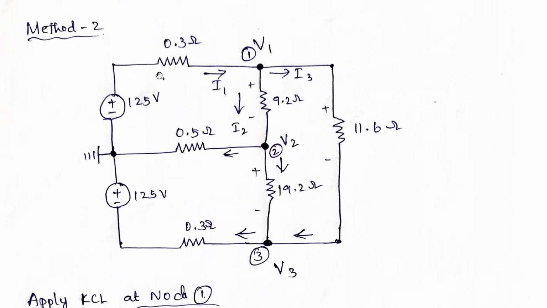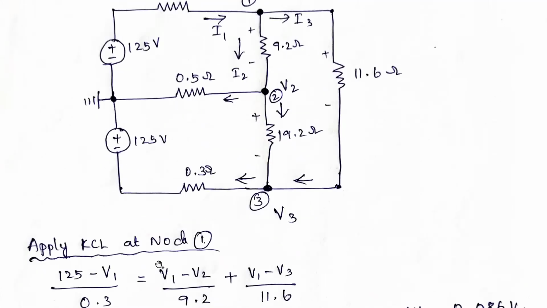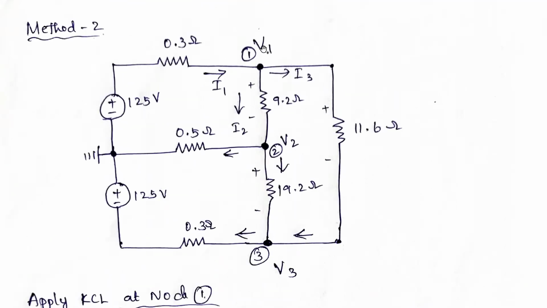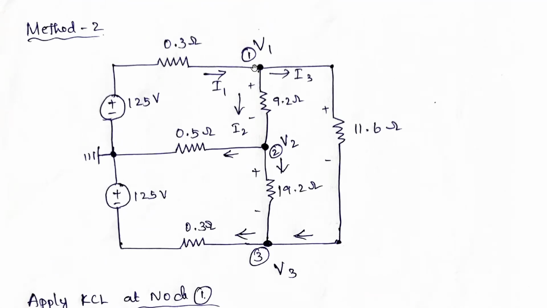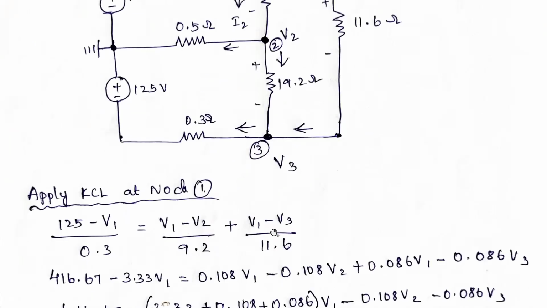That means current is entering here and dividing into two. Like that you can take it, or otherwise you can take it as minus of V1 minus V2 divided by 9.2. Next, in this node, V1 minus V2 divided by 9.2, and one more here, V1 minus V3 divided by 11.6. You can take minus of also, or otherwise equal to also. Either way it's good. I have taken it like this in this problem.